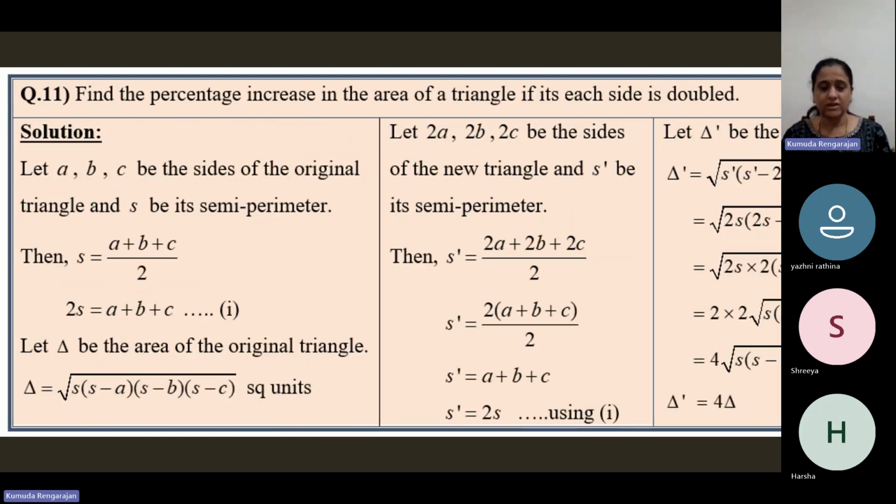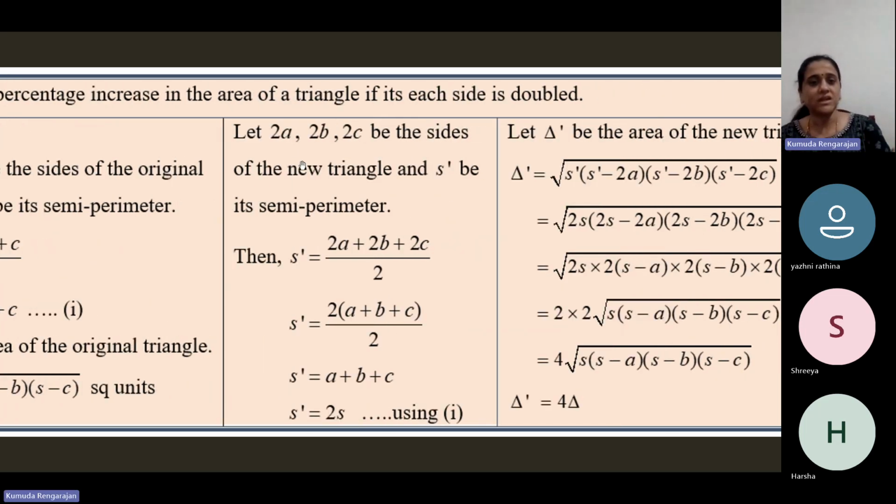Please listen. So first we have to find the area of the original triangle. Let the sides be A, B, C. Let the semi-perimeter be S. So what is S? A plus B plus C by 2. When you cross multiply, 2S is equal to A plus B plus C. Call that result 1. Now we haven't still found the area of the original triangle. So let delta be the area. So delta is equal to square root of the formula. So this is the area of the original triangle. We don't have any numbers to substitute, so we just have to write the formula and leave it there.